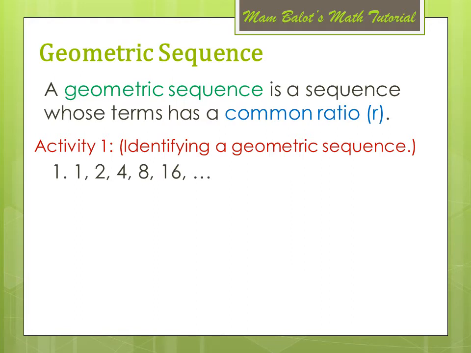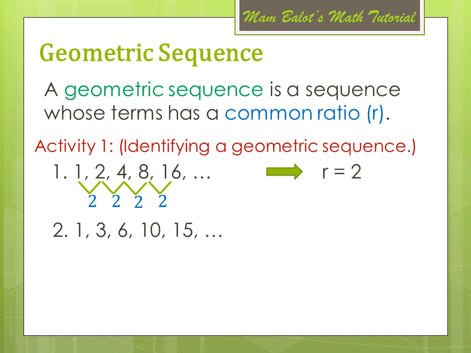So we will divide the terms to know if it has a common ratio. So 2 divided by 1 is 2, 4 divided by 2 is 2, 8 divided by 4 is 2, and 16 divided by 8 is 2. Therefore, this is a geometric sequence which has a common ratio of 2.